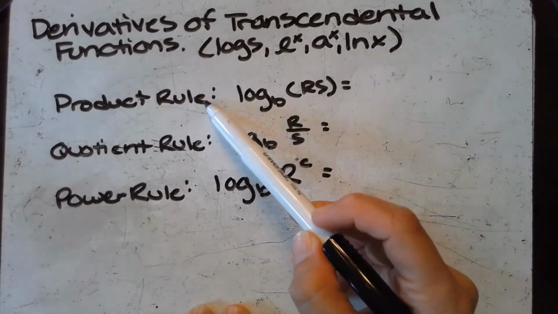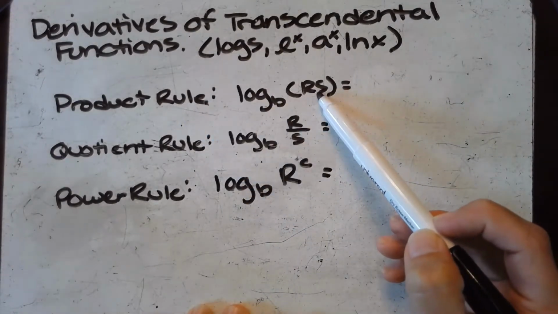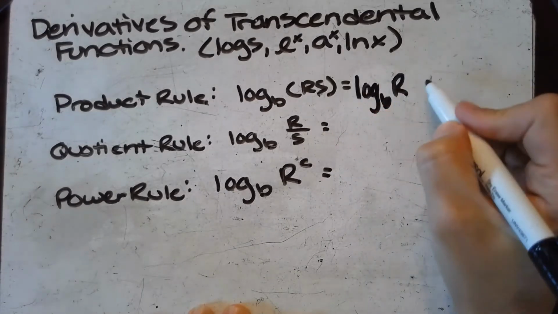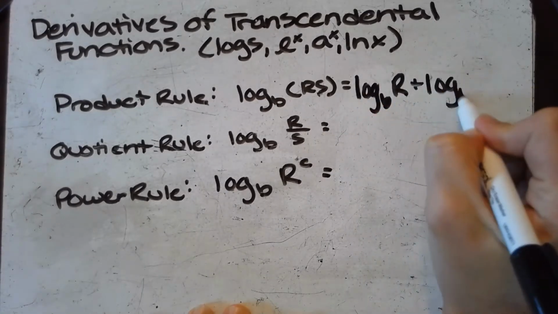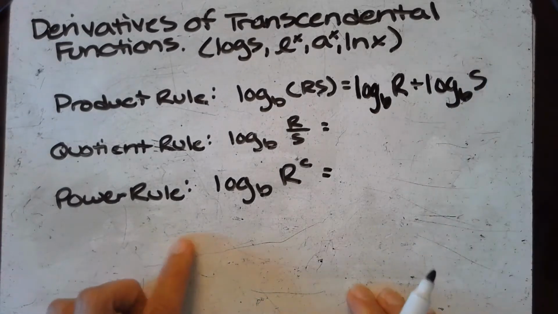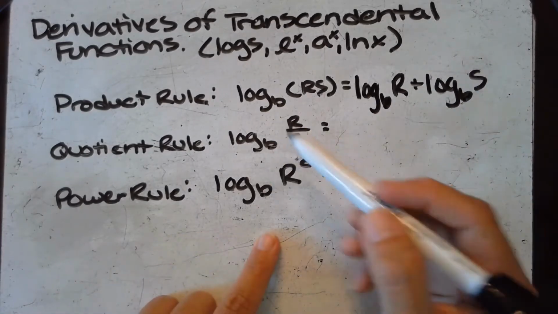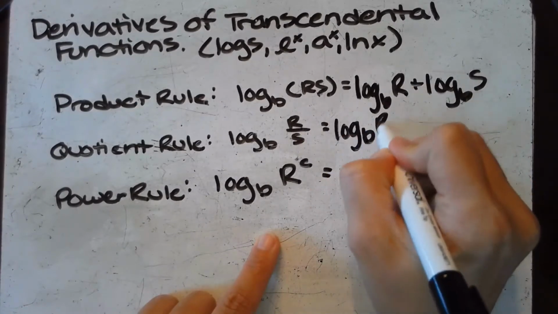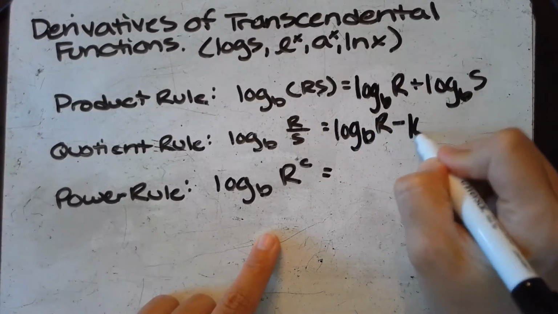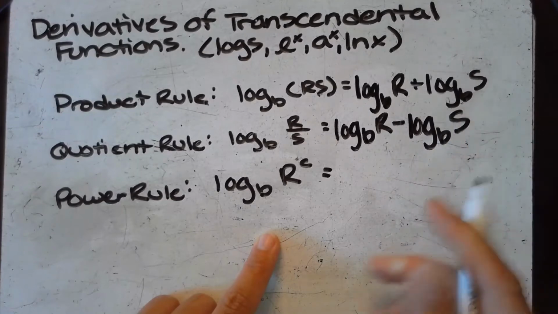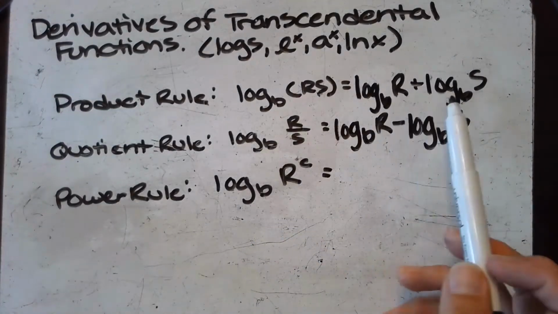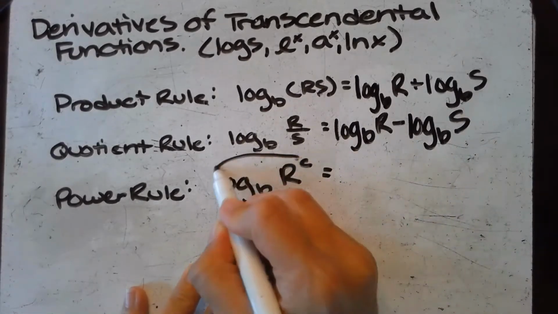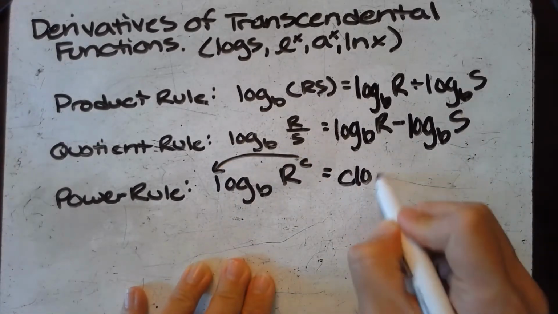Anytime we have the product rule, what goes with multiplication? Addition. So we would break it apart like this. All right, quotient rule, what goes with division? Subtraction. Remember here, order actually matters. Addition, it doesn't necessarily matter which one comes first and which one comes second. And then the last one, the power rule. That's when we take this C and put it out in front of the log.